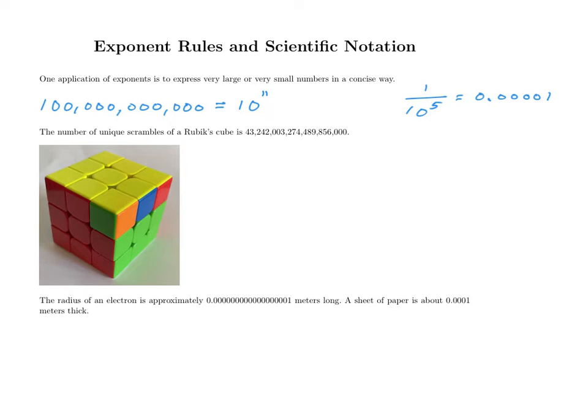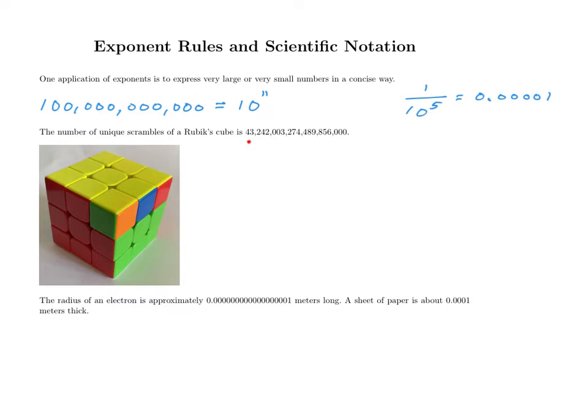Now, why be concerned with large or small numbers? It's that they show up in the real world, and here I've included a couple of examples of those. Here's a picture of a Rubik's Cube. The total number of ways that you can scramble this thing is this number here. And this is a very large number.